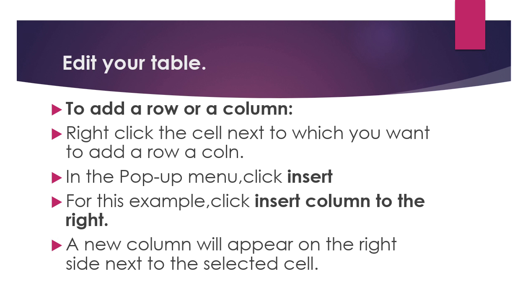Edit your table. To add a row or a column, right click the cell next to which you want to add a row or column. In the pop-up menu, click Insert. For this example, click Insert column to the right. A new column will appear on the right side next to the selected cell.